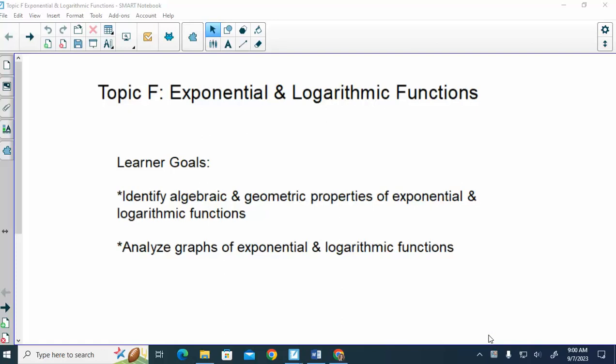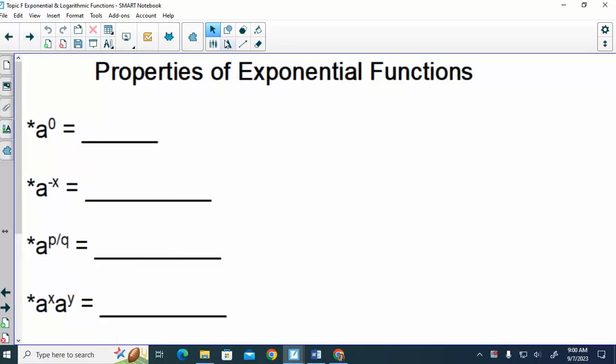Things that we're hitting in this section is just all of our exponential rules and logarithms. Okay, we know exponentials and logs are very closely related. Hopefully you remember that. They're inverses of one another. So just starting with properties of exponentials.